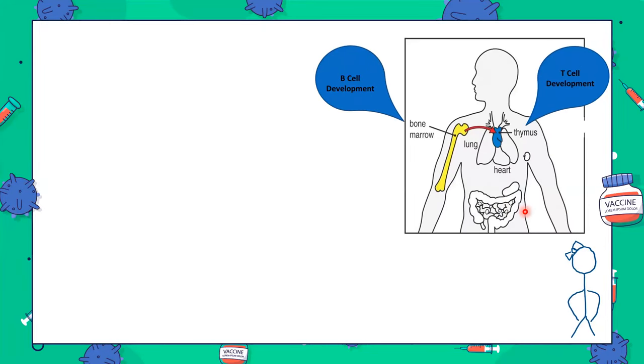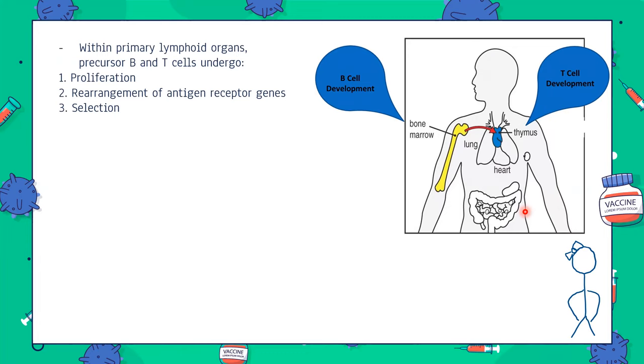Our B cells are part of our lymphoid cells, right? And our lymphoid cells are either produced or stored within primary lymphoid organs. Within those primary lymphoid organs, like the bone marrow for B cells and the thymus for T cells, we're going to have proliferation, rearrangement of the antigen receptor genes, and selection for which are actually good enough to be sent out and which need to get reevaluated.